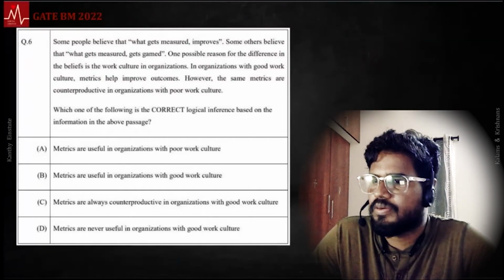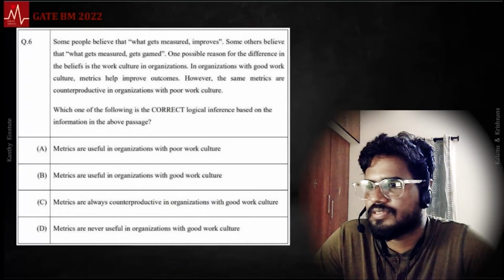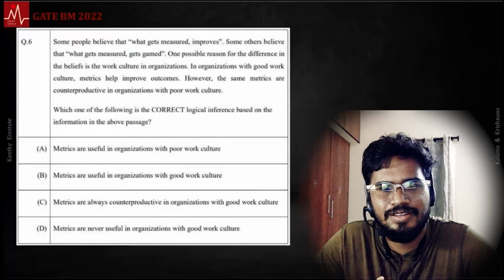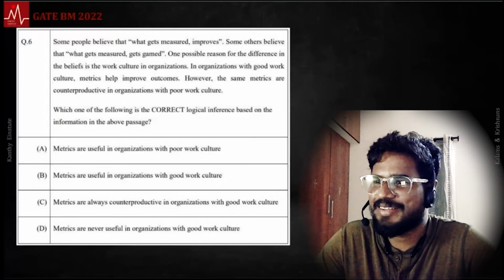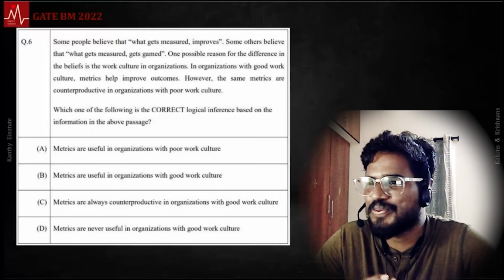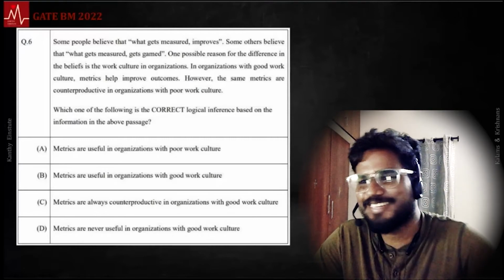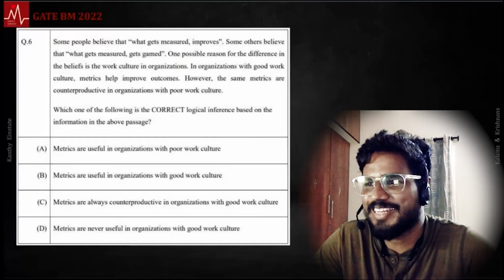Some people believe that... which one of the following is a correct logical inference? Metrics are useful in organizations with poor work culture. Metrics are useful with good work culture. At this stage, I'm actually not reading metrics. I'm thinking of GATE scores and people who game it. What gets measured gets gamed. Some people prepare and kind of bias their score, increase their scores.